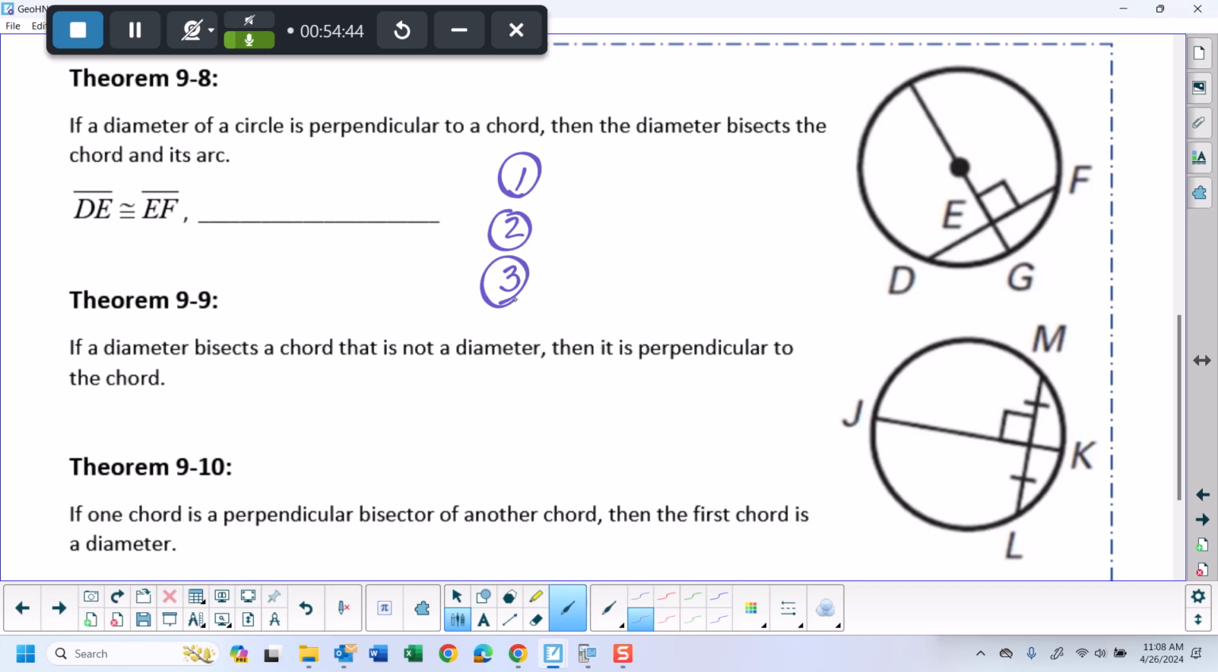If you have a diameter, that's circumstance 1, and that diameter is perpendicular, that's circumstance 2, then you have a bisector. That's circumstance 3. If you look at this picture, I have a diameter. It's perpendicular. So I know that the distance from D to E is equal to the distance from E to F.